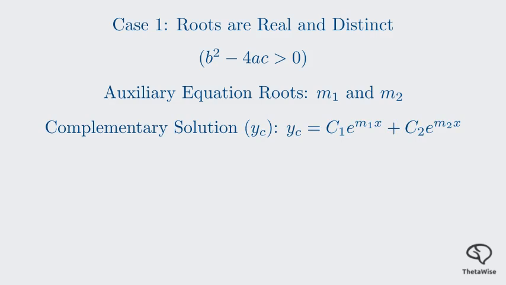Let's work through an example to see this in action. Consider problem 1.1: d²y/dx² plus 3 dy/dx equals 0. First, we write down the auxiliary equation.